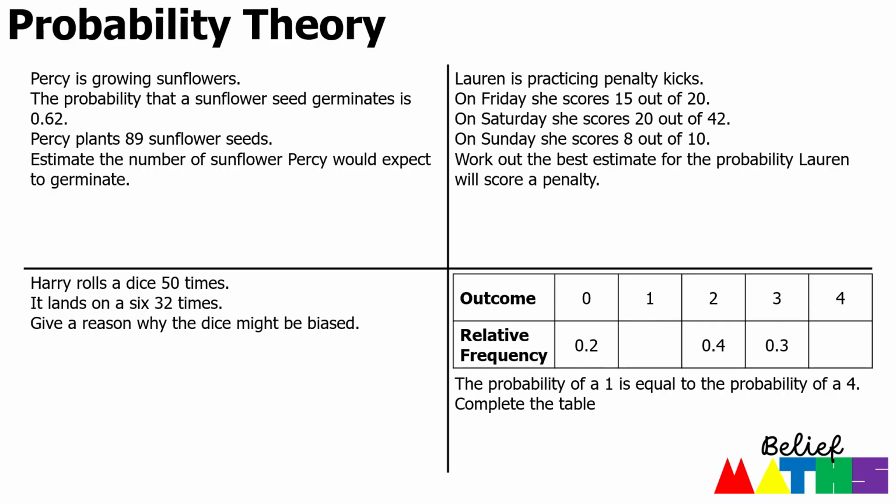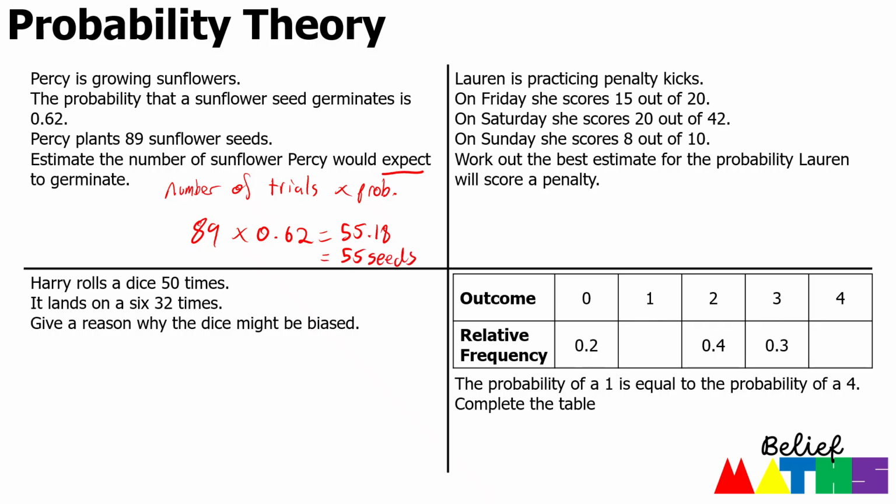So this idea of expected value, we're always going to do the number of trials times the probability. So in this case we had 89 seeds, that's the trials, times 0.62, which was our probability. 89 times 0.62 gives us an answer of 55.18. And then using logic, we can't have 55.18 seeds, so we'll just round that to 55 seeds.